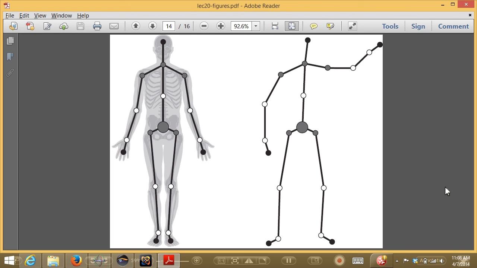Let me pause and ask if there are any questions about the setup. This is more like the terminology of motion capture, just getting us started. Okay.